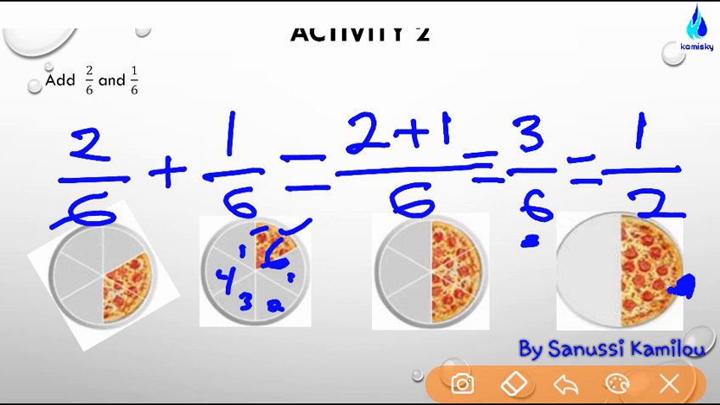And as you see, our pizza over here is half of the pizza. Is it not so? It's half of the whole pizza. Then that is 1 over 2. Meaning 3 over 6 is the same as 1 over 2. That will be the topic that we'll be dealing with next time. We call them equivalent fractions. Okay, for now, we will not go deeper.